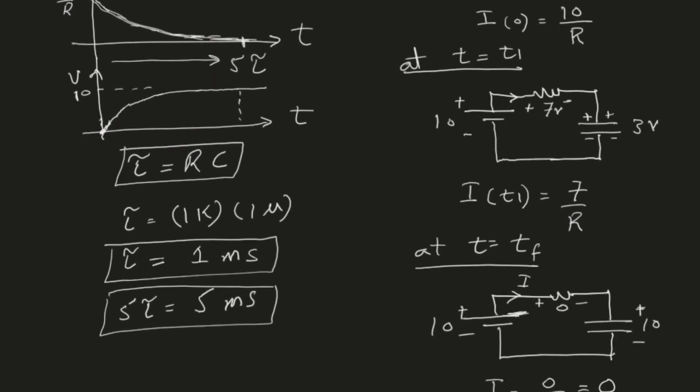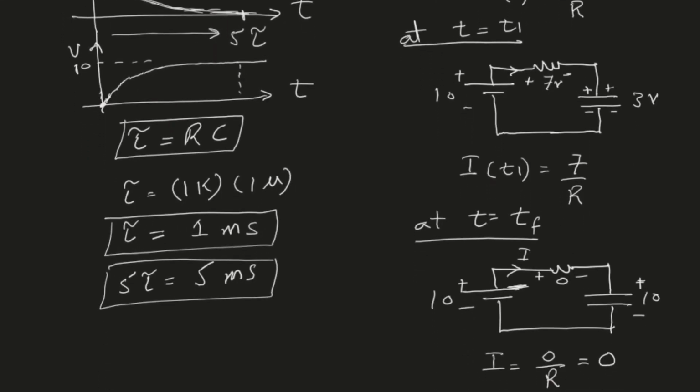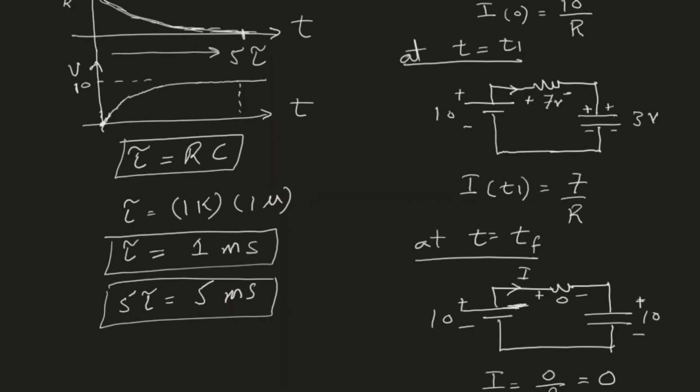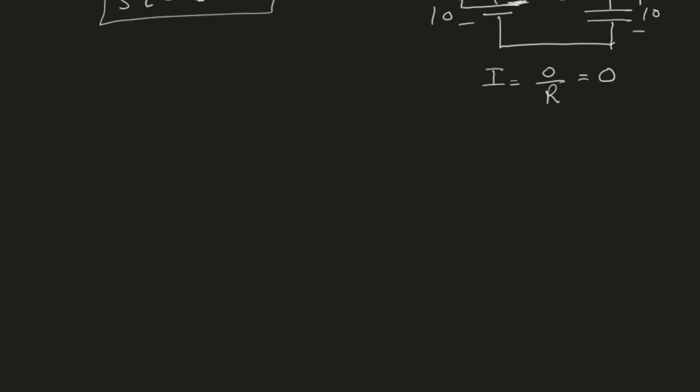And if I use a multimeter to measure this, the multimeter will not be able to give me any of those details. It will just give me the steady state, that the capacitor is now charged and there is no current in the circuit.